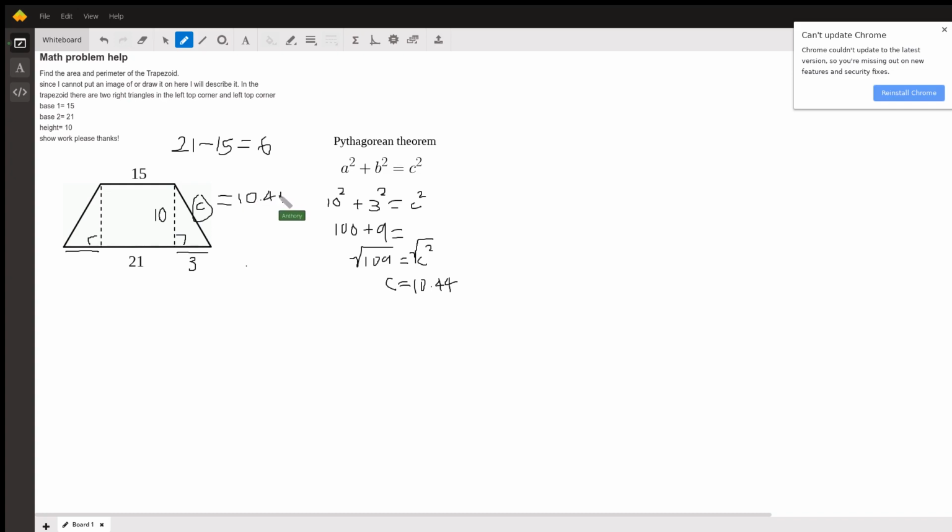And the last thing you have to do is add up all the sides. So we have 15 plus 21 plus 10.44 on this side. And remember, it's symmetrical, right? So same thing on this side, 10.44. You add up the lengths of all these 4 sides, and you get your perimeter.